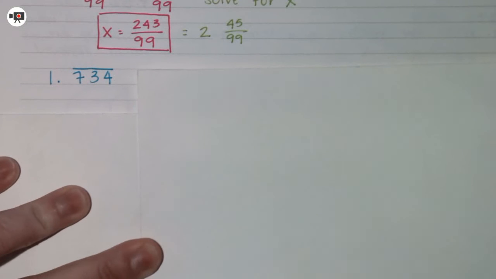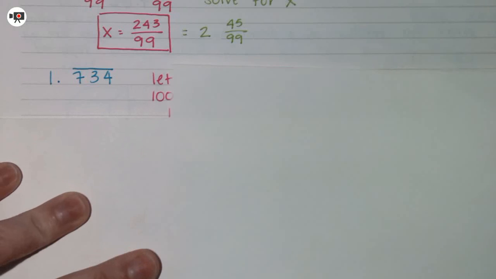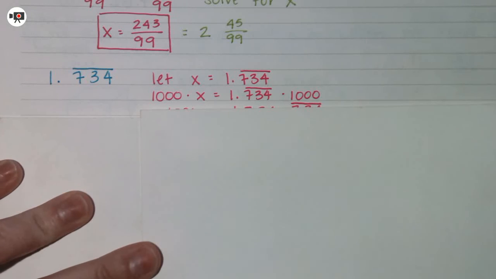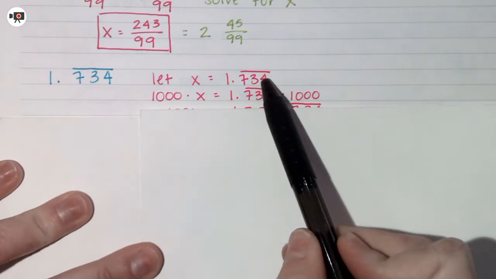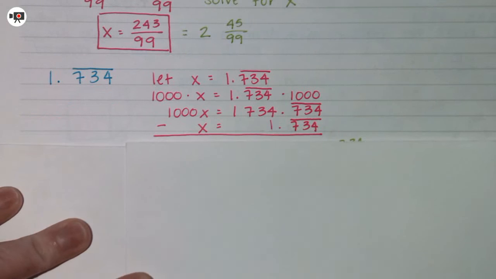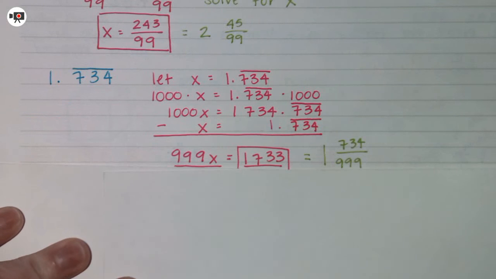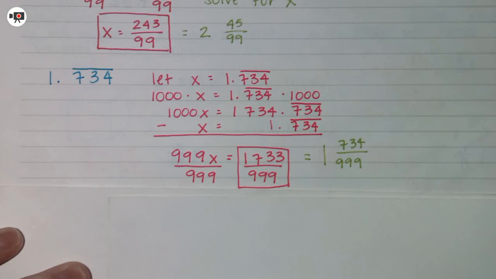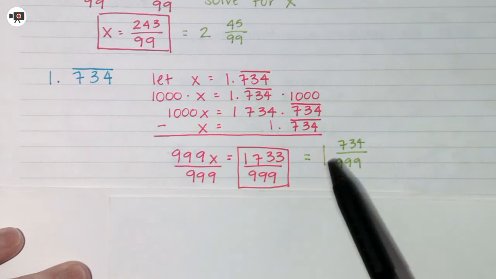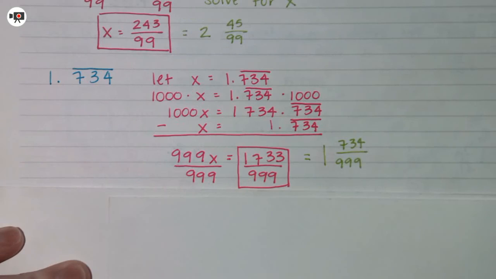Now if I rewrite 1.734 repeating, again, let x equal my decimal, multiply this time by 1,000, because I have 3 numbers that are repeating here. After I multiply and simplify, I'm going to subtract the original, and then I get 999x equals 1733. Divide each side by 999, and I'll get this fraction, or if I change it to a mixed number, that's 1 and 734 over 999.